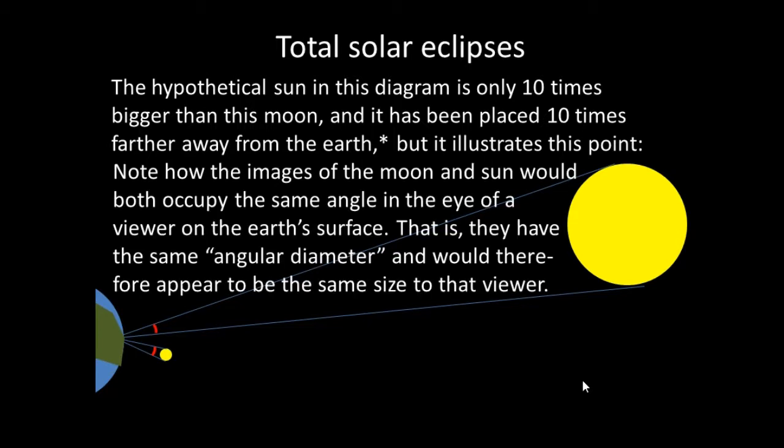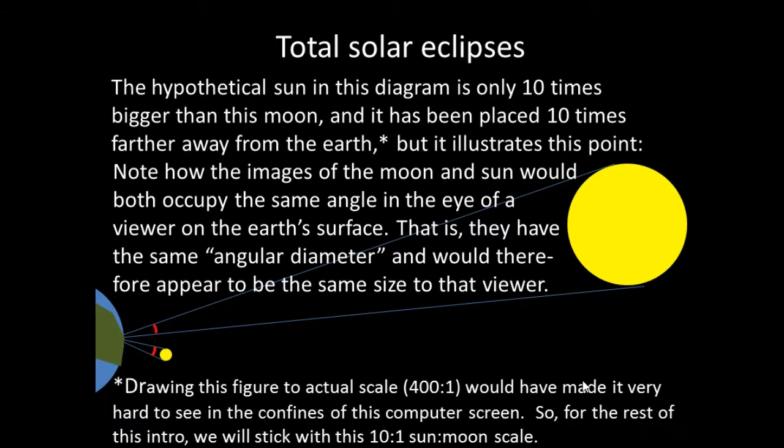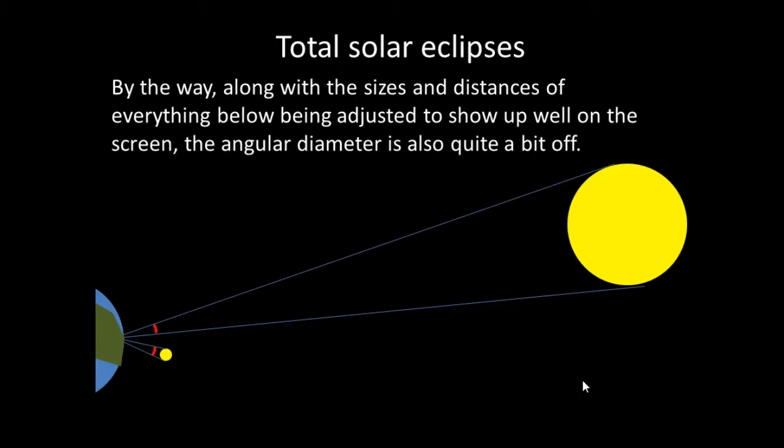Note how the images of the moon and sun would both occupy the same angle in the eye of a viewer on the Earth's surface. That is, they have the same angular diameter and would therefore appear to be the same size to that viewer. And by the way, drawing this figure to actual scale, 400 to 1, would have made it very hard to see in the confines of this computer screen. So for the rest of this intro, we'll stick with this 10 to 1 sun to moon scale.